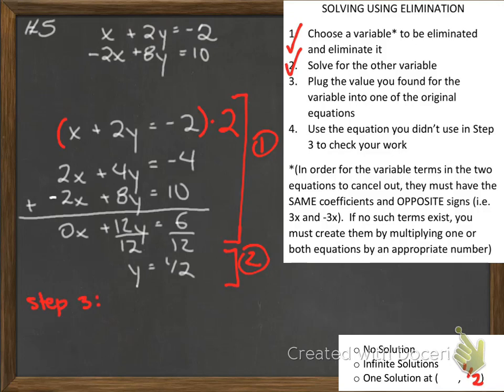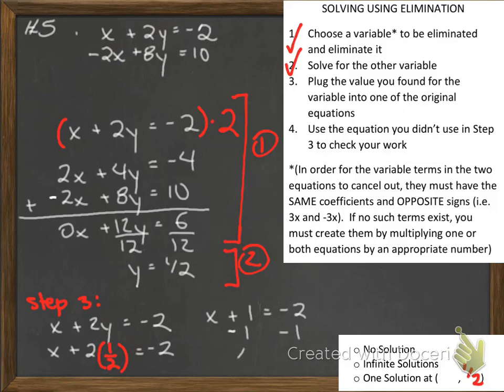Okay, so step 3 is that we have to use either equation to find our x value. So let's use this equation here. x plus 2y equals negative 2. And again, remember, I always go back to my original equation. I always go back up here to the top. So if y is equal to 1/2, we'll put that there. So x plus 2 times 1/2, half of 2 is 1. So x plus 1 is negative 2. We can subtract 1 from both sides, and we get x equals negative 3.